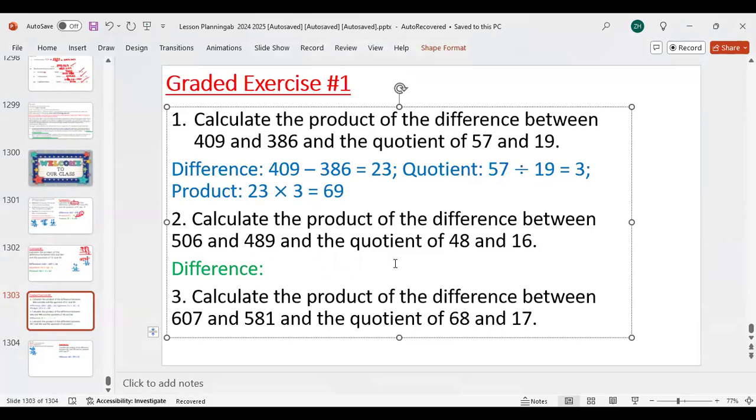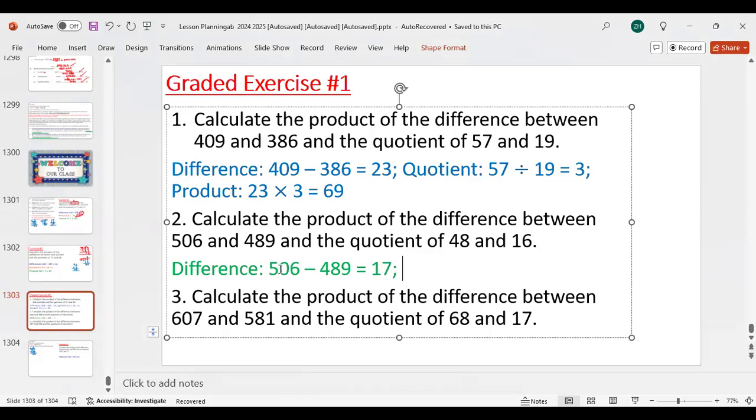Okay, next. Who wants to do number 2? I could do it. Alora, you said you reached number 2 already? No, I just finished it right now. Go ahead, Miss Morris. The difference is 506 take away 489. 506 minus 489, what do we get? It's 17, right? Yes, sir.